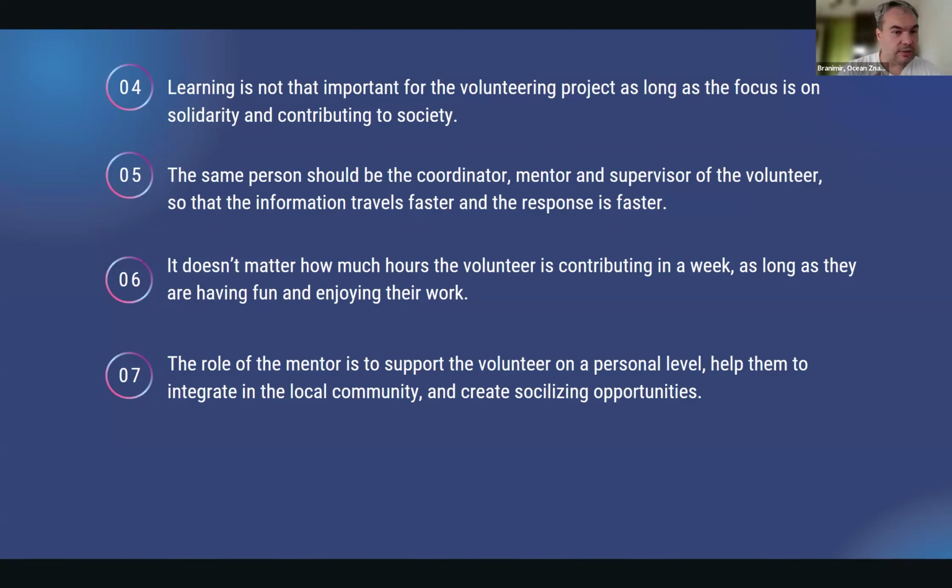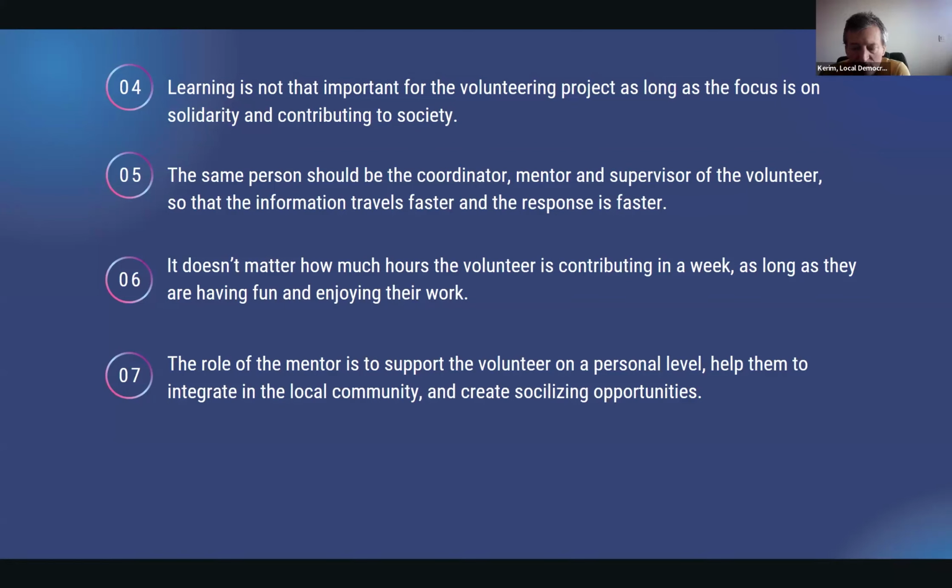And I would also be interested if somebody would like to shortly share how you motivate the mentors. Do you have an issue or challenge with this? How is the situation for you? May I just briefly? Yes.